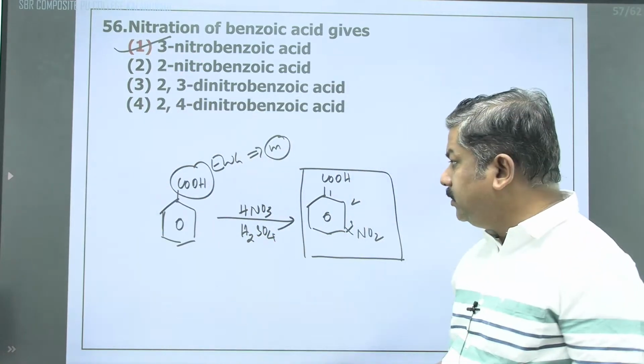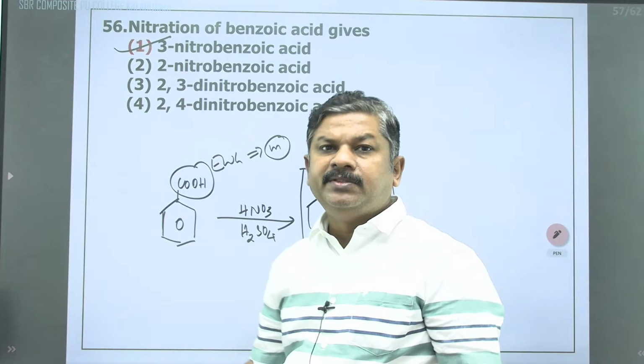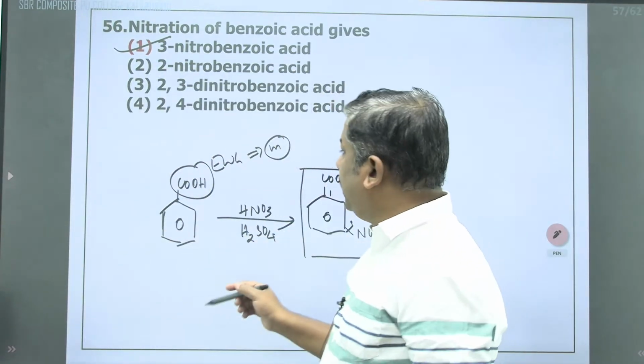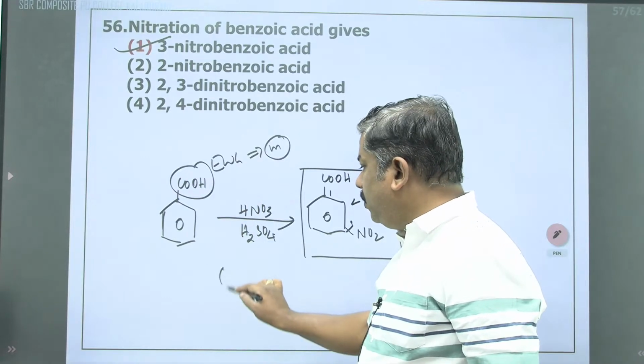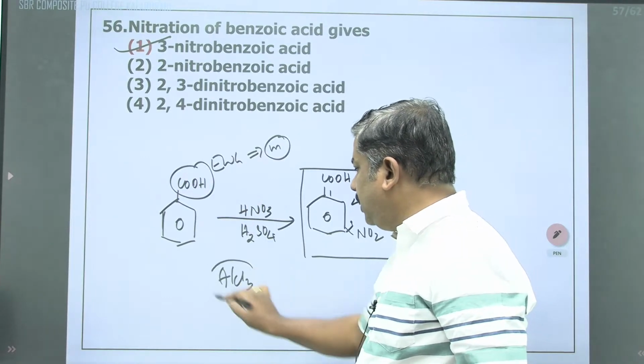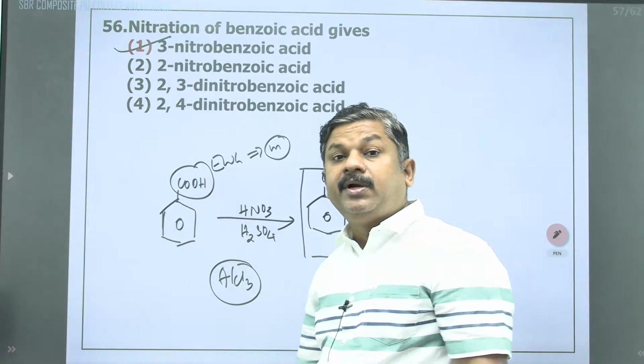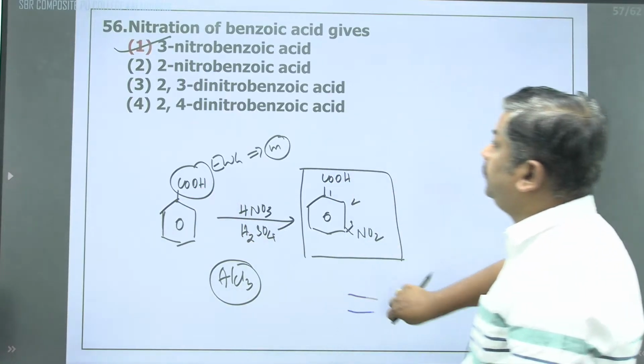It always forms a meta isomer, but remember that the benzoic acid molecule does not undergo the Friedel-Crafts reaction because the reaction takes place between COOH and AlCl3, which is a Lewis acid. Because of that reason, this compound does not give the Friedel-Crafts reaction.